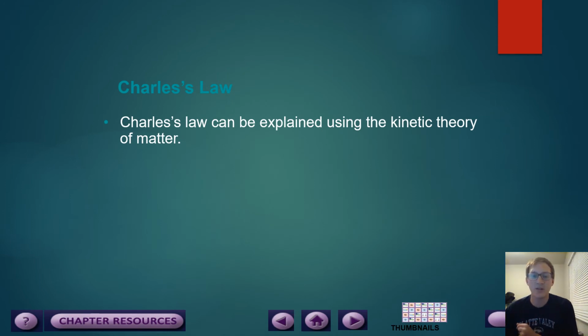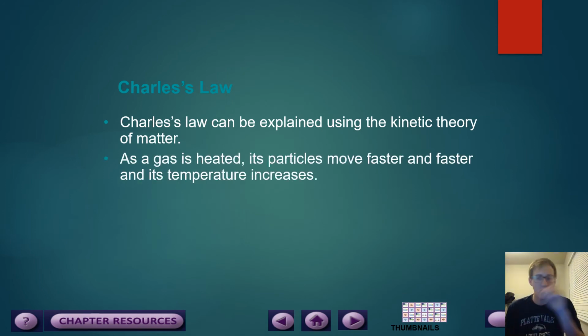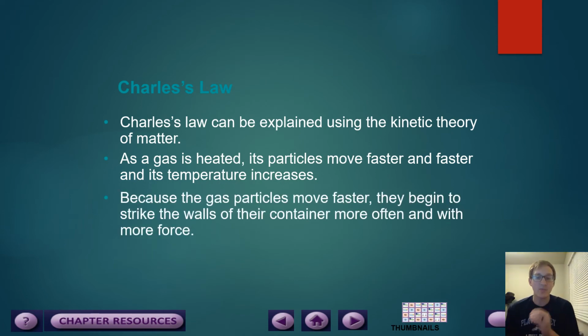Charles's law can be explained using the kinetic theory of matter. If you remember way back to when we started states of matter, this is the first thing we talked about was the kinetic theory, and that all of the things that exist are made up of these tiny particles that are constantly moving. If you imagine, things that are heated up move faster. So as a gas is heated, its particles move faster and faster, and therefore its temperature increases. And therefore its pressure also increases, and the volume of the container that needs to hold it has to increase as well. So because the particles move faster, they begin to strike the walls of their container more often and with more force.